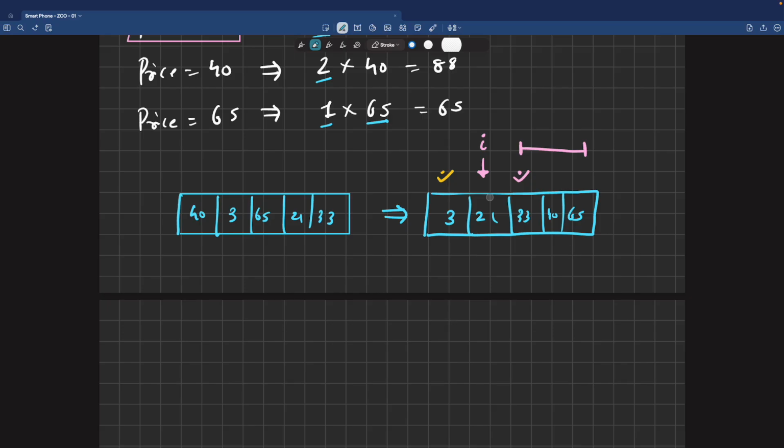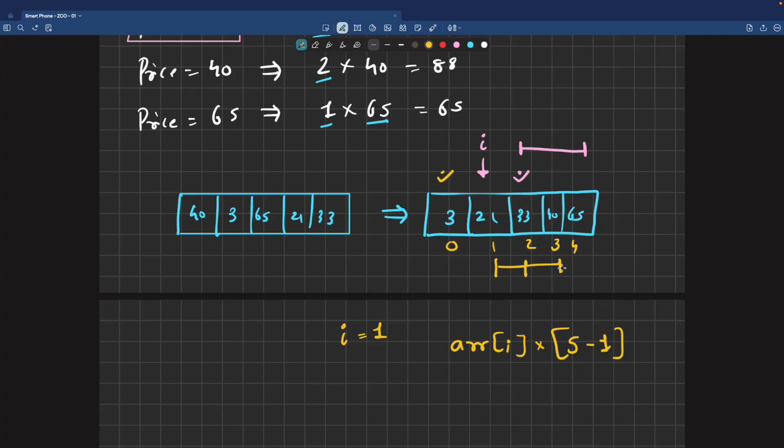Let's make this as index 0 1 2 3 4, and let's consider I is equal to 1. So if I am at array of I, how many people will be able to afford it? I have the total number of people as 5. So can I say 5 minus whatever is the index, 5 minus 1, which is equal to 4. So 4 people are able to afford it, 1 2 3 and 4.